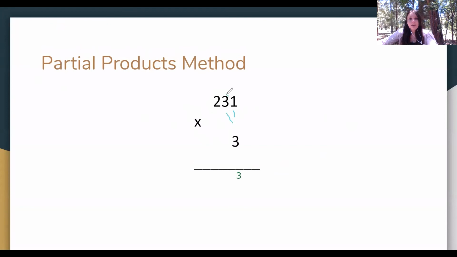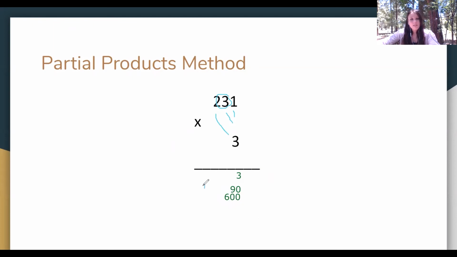But this isn't a 3, right? This is a 3 in our tens place. So we're essentially saying, what is 30 times 3? 30 times 3 is 90. And then for our last one, we have our 200 times 3, because 2 is in the hundreds place. So what's 200 times 3? 600. Wonderful. Let's add this up now.